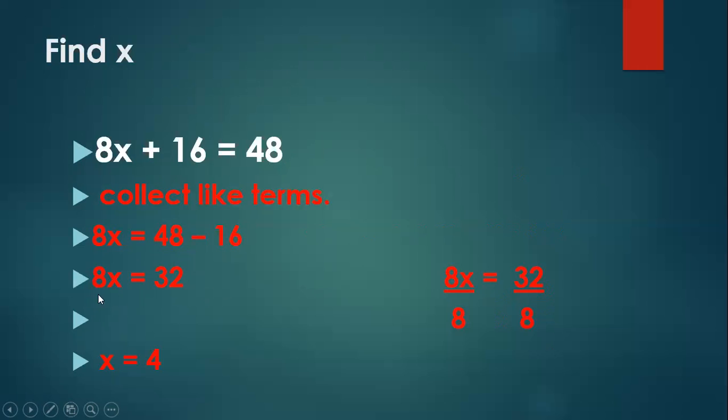We need to divide both sides by this constant, which is 8. So 8x over 8 is equal to 32 over 8. This one will cancel, and x is equal to 32 over 8, and your x is equal to 4.